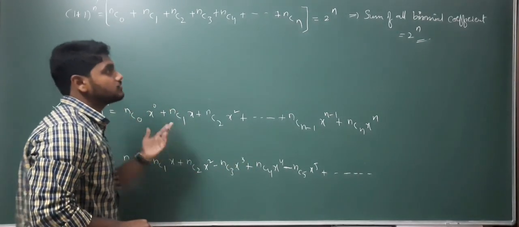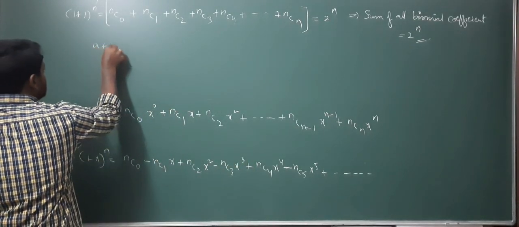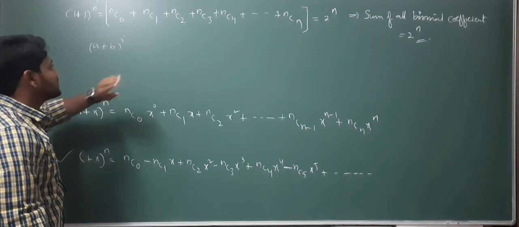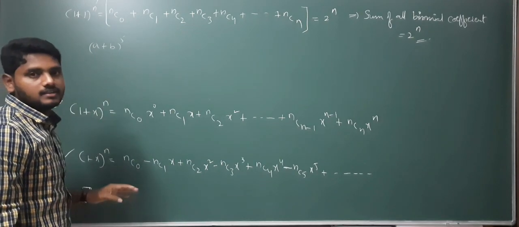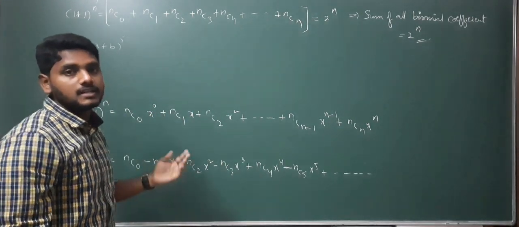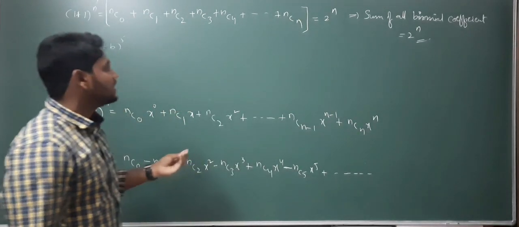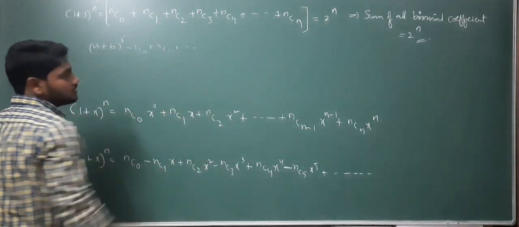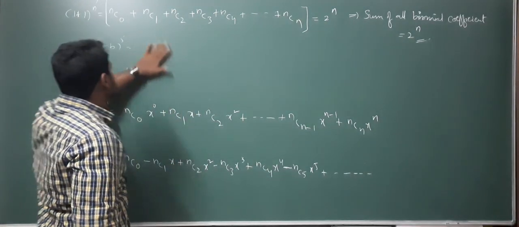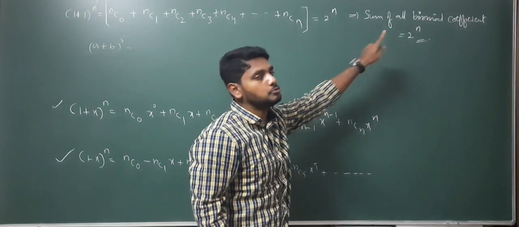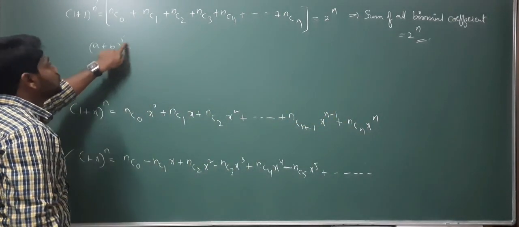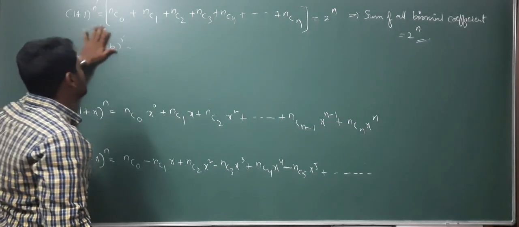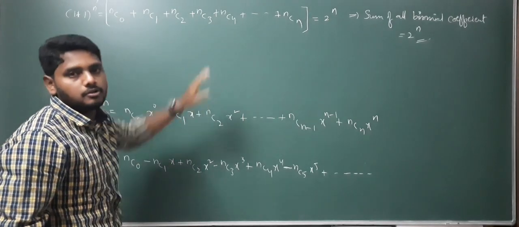See, for example, how they will ask questions based on this. They will give something like (a plus b) whole power 5 and ask for the sum of binomial coefficients in the expansion. There is no need to solve 5C0 plus 5C1 plus 5C2 and so on. Directly write the formula: sum of all binomial coefficients is equal to 2 power n. What is n? That index, so 2 power 5, which is 32. That 32 will be the sum of the binomial coefficients in the expansion of (a plus b) whole power 5.